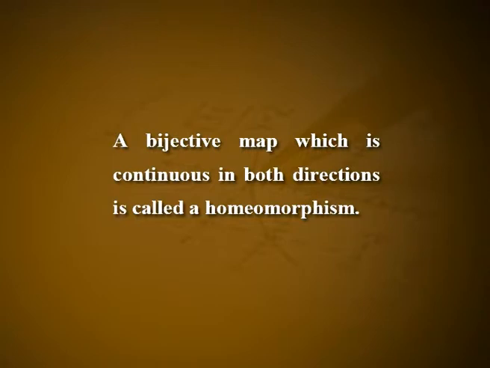A map between topological spaces is called continuous if the pre-image of any open set is again open. A bijective map which is continuous in both directions is called a homeomorphism. After understanding these basic terms from topology, let us now go ahead and define a manifold.